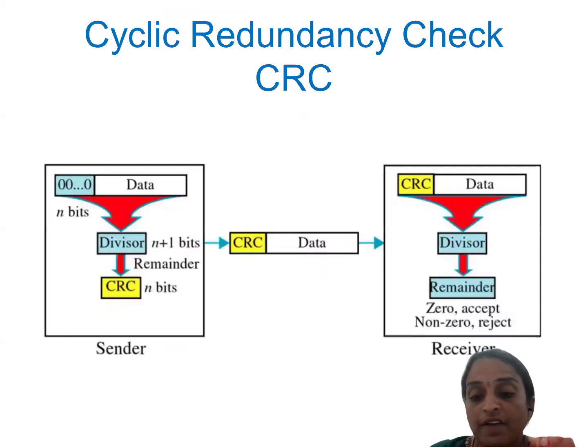At the receiver side, we again have to perform the binary division. Here, data plus CRC is presented. The divisor bits depend upon the CRC bits. If the divisor has n plus 1 bits, then the CRC is n bits only. The same procedure we follow at the sender side, we follow at the receiver side. If the remainder is 0, the data will be accepted. Otherwise, the data will be rejected.